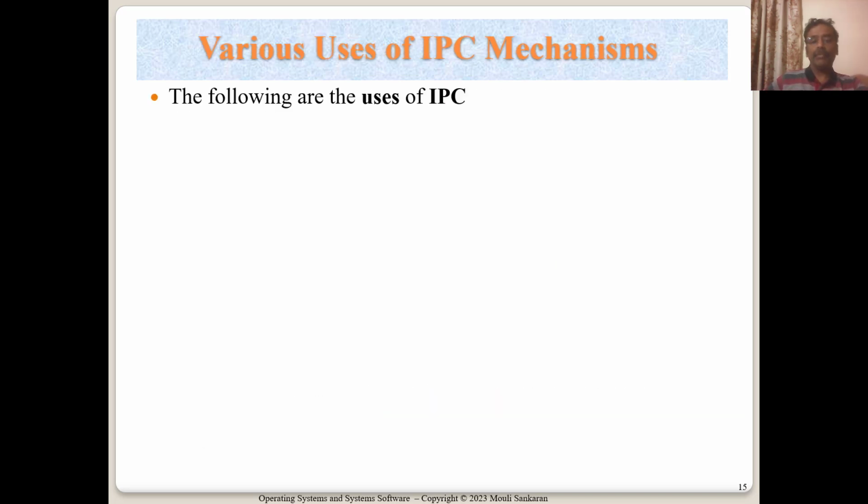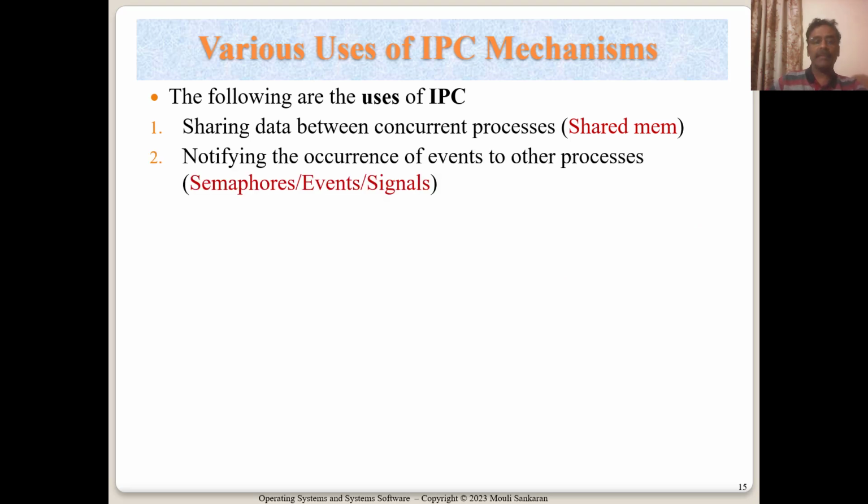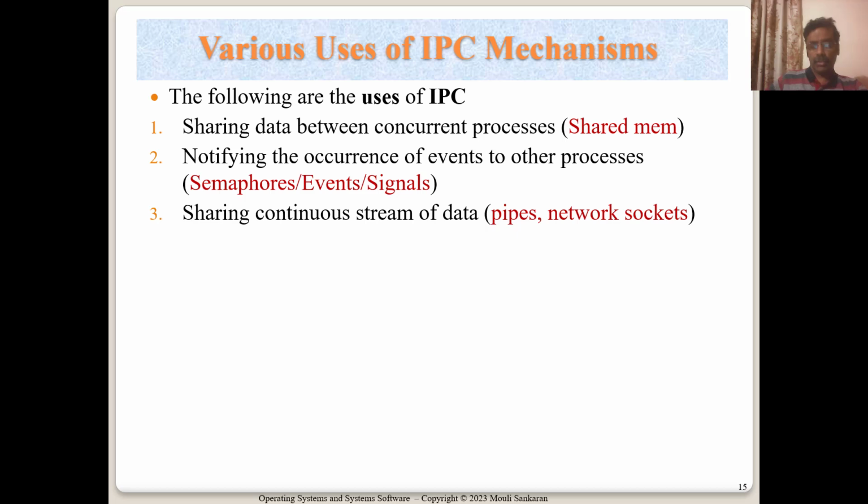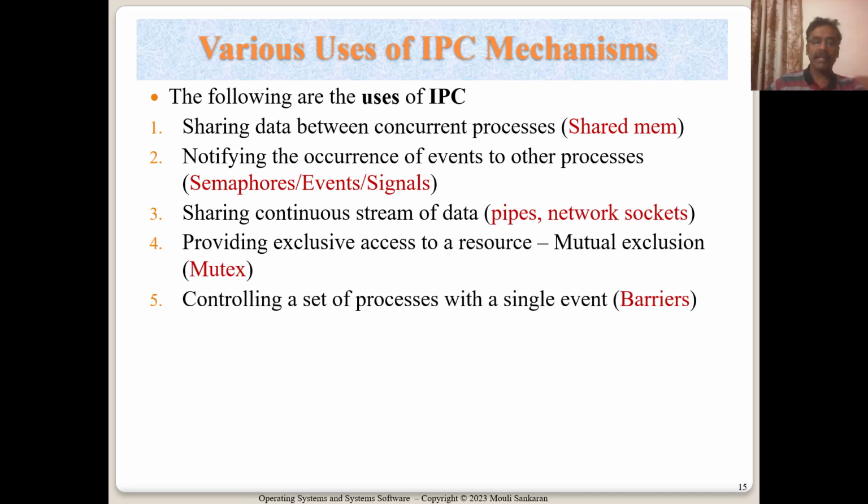So, various uses of IPC mechanisms: for sharing of data between concurrent processes, we use shared memory; for notifying that some event has happened, we use semaphores. There is no associated data here. We only say some event has happened. It doesn't communicate what that event is or any associated information. Nothing is sent. For sharing a continuous stream of data, we use a pipe between two processes in the system.